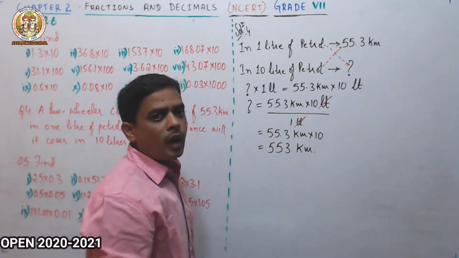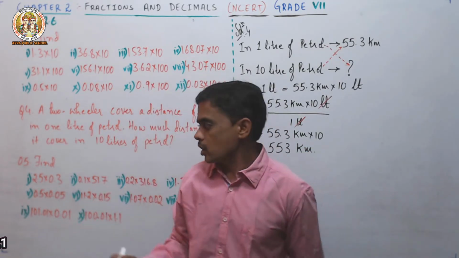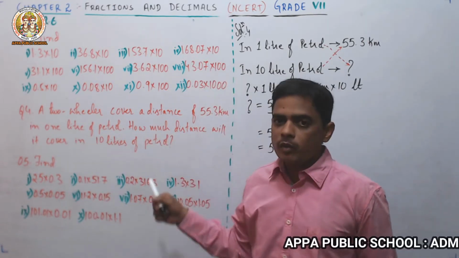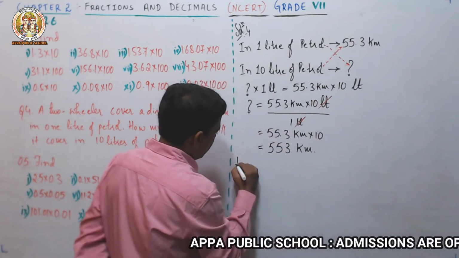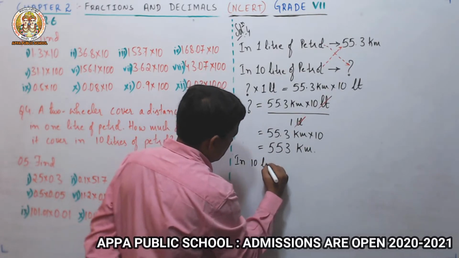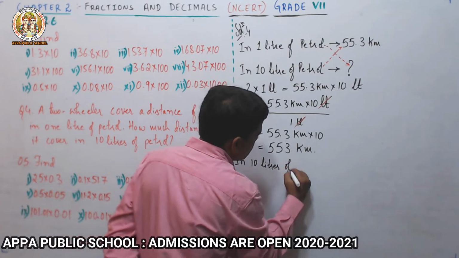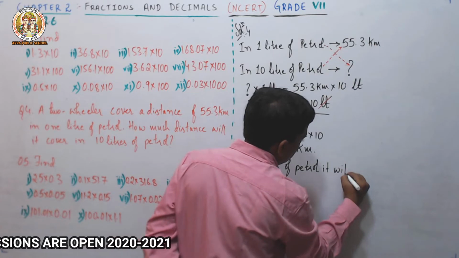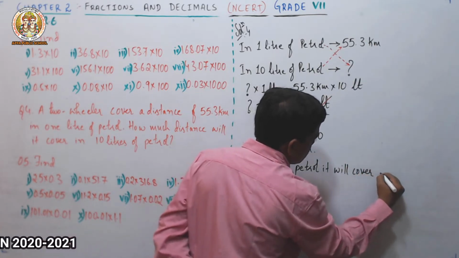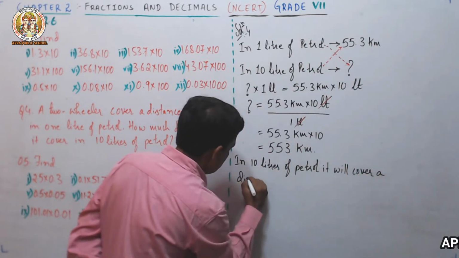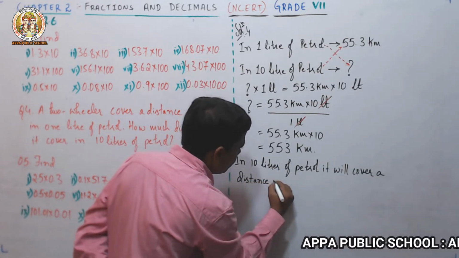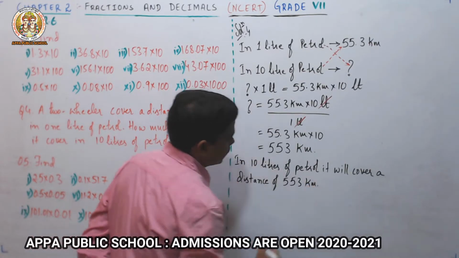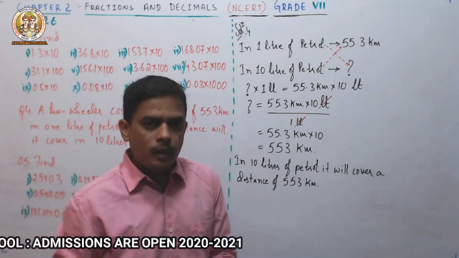Okay. At the last we have to write the statement, because these are statement problems. The answer also should be statements only. That is, what is that one? How much distance will it cover in 10 liters of petrol? In 10 liters of petrol, it will cover a distance of 553 kilometer. That's it. It will cover a distance of 553 kilometer.